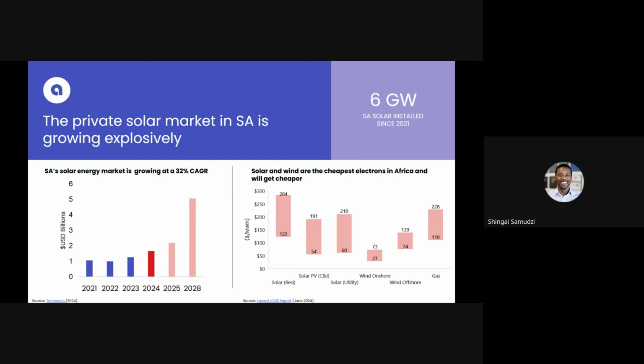And on top of that, you see that wind and solar, so solar in particular, are the cheapest electrons in Africa, and will only get cheaper. So again, there's added incentive to provide more electricity, particularly when you talk about the kind of goals that we have, which is the increased affordability of electricity for everybody on the continent.